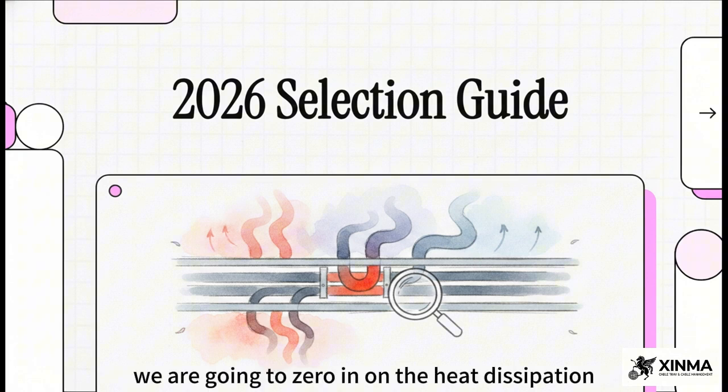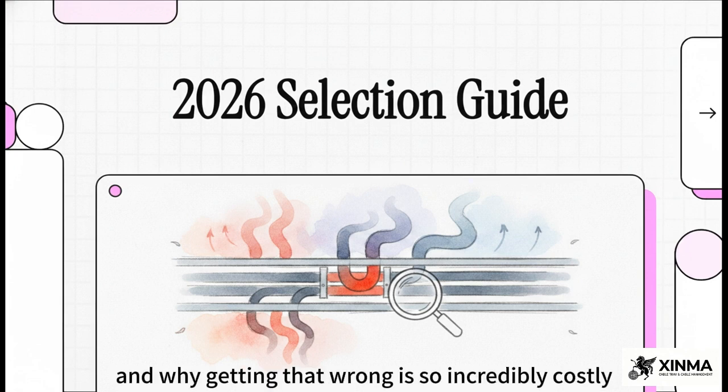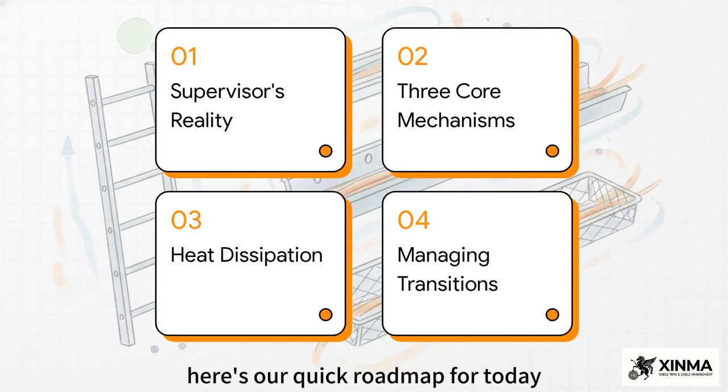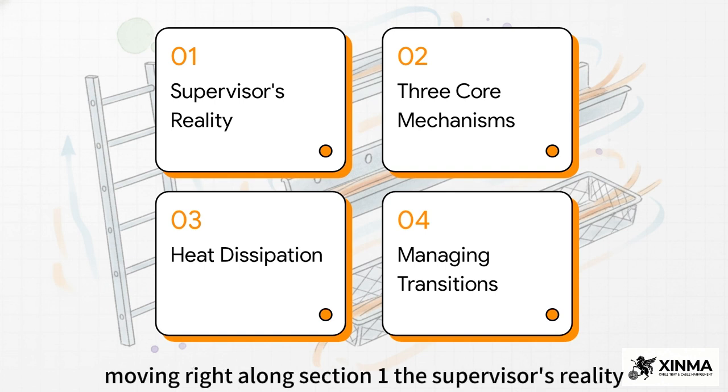Specifically, we're going to zero in on the heat dissipation differences between the three main types of trays, and why getting that wrong is so incredibly costly. Okay, let's just dive right in. Here's our quick roadmap for today. We'll be hitting the supervisor's reality, the three core engineering mechanisms, those crucial heat dissipation differences, and finally, managing route transition points.